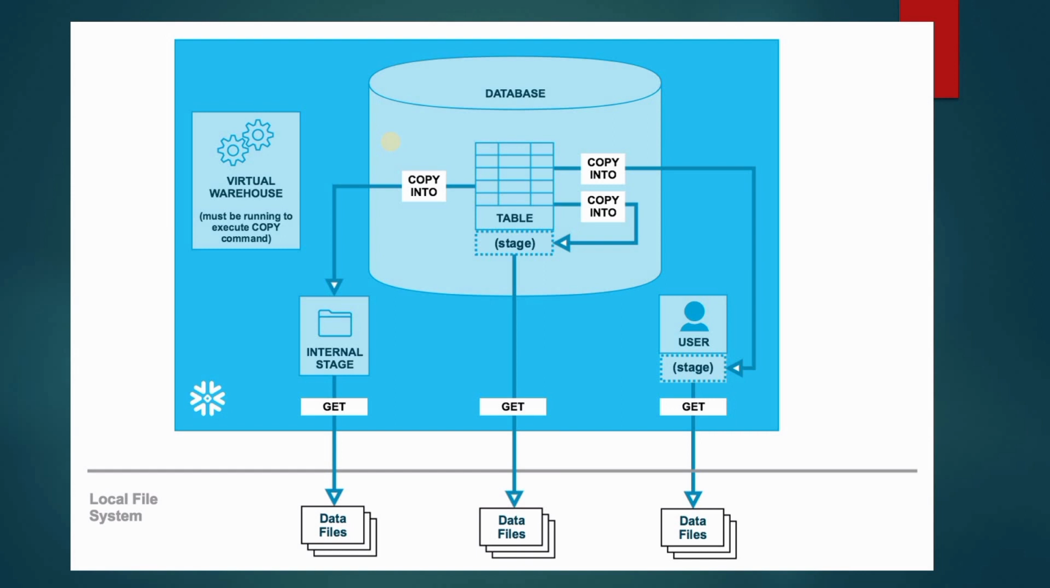Basically we use three commands: the put command to upload the data into the internal stage, the copy command for loading the internal stage data files into the table, and the get command to download the internal stage data to the local system. For unloading we use the get command. So that's all about internal stage loading and unloading. I hope it is now clear from the figure I have discussed. So now let's move ahead.